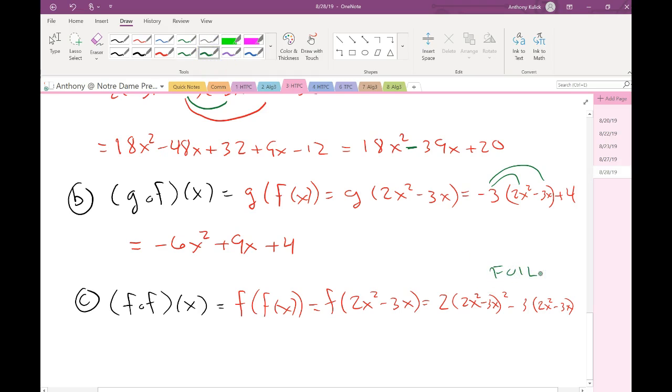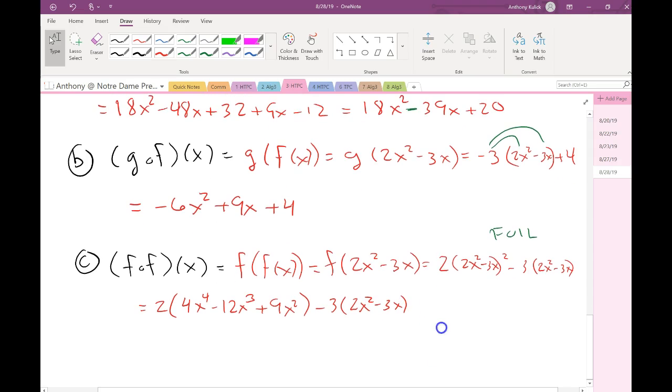First thing we need to do here is to FOIL. I'm going to do this foiling in my head. I told you before that was the only time all year you're going to see me write out a FOIL. Yeah, you heard it. So that's 4x to the fourth minus 12x to the third plus 9x squared, and then all this googly-gock here. And then we'll do some distributing.